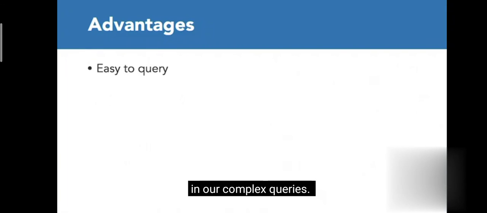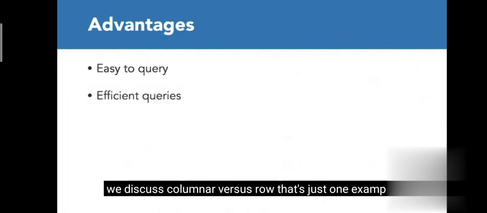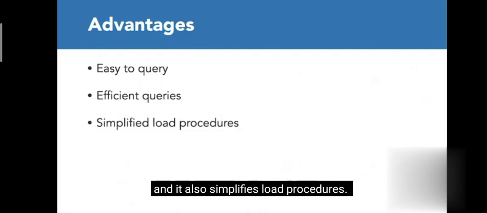Now, the advantages of denormalizing are that it can be easier to query. Again, we're getting rid of complex joins, so we don't have to join table A to B to C to D to E and introduce the risk of making mistakes in our complex queries. Queries can also be more efficient. Again, there are a lot of reasons for that. We discussed columnar versus row. That's just one example. And it also simplifies load procedures.